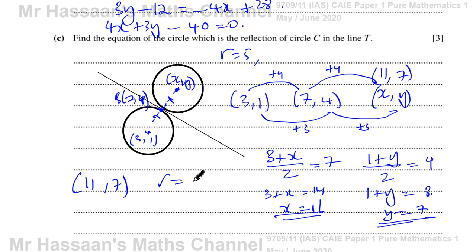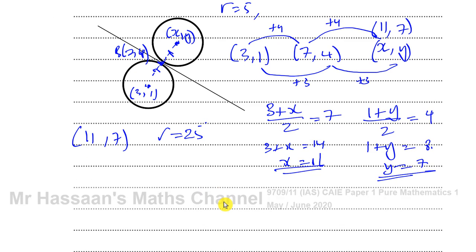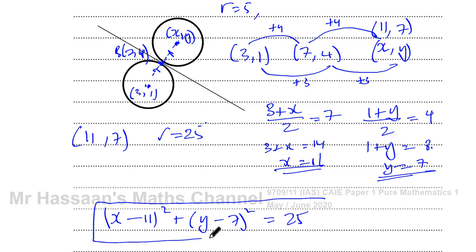We know that r is equal to 5, so r squared is 25. So we can now say the equation of this new circle, the reflected circle, is x minus 11 squared plus y minus 7 squared, sorry, not 17, plus y minus 7 squared is equal to 25. And there we have the answer to this question. I hope that was clear.